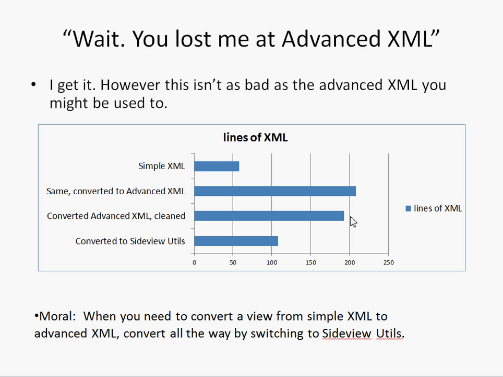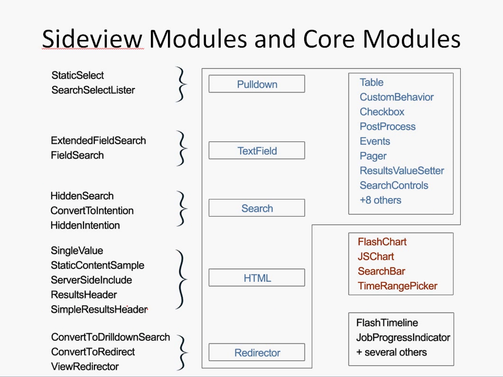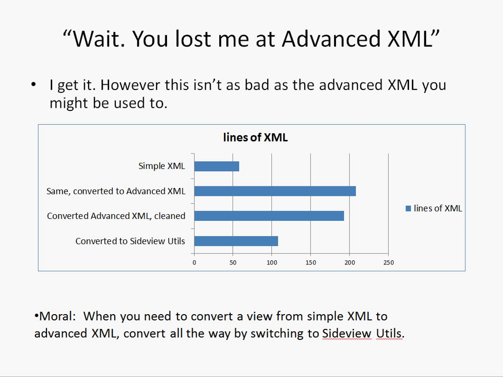From here, I go through and I'm just merciless. I replace every core Splunk module that can be easily replaced by a Sideview Utils equivalent. If we jump back to that slide that you had before, I basically map extended field search to text field, or search select lister to pull down, and so on and so forth. That takes us down to 108 lines. Compared to the ugly converted file, it's about half the size. So let's see what we're talking about.